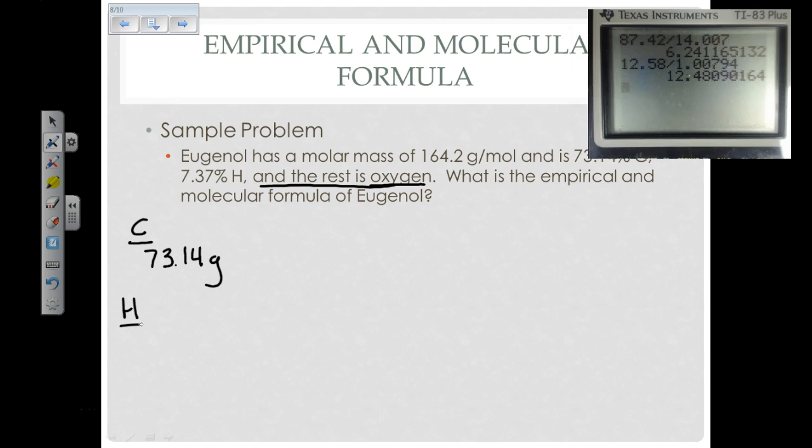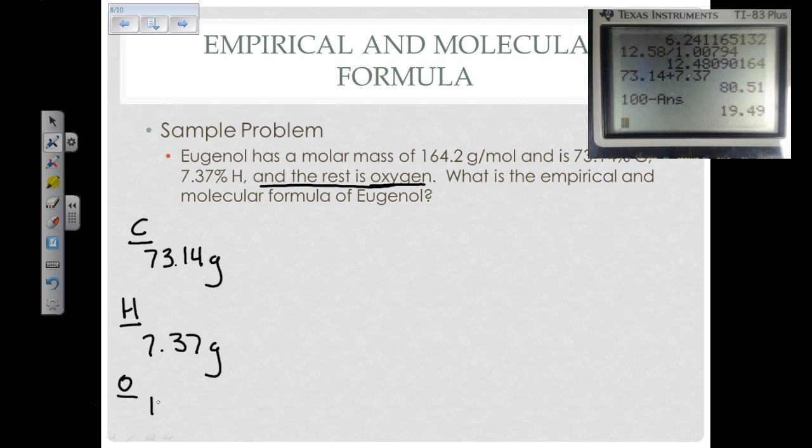And then hydrogen is 7.37 grams. And then oxygen, the rest is oxygen, so we need to figure out how much is oxygen. So 73.14 plus 7.37. Okay, now we do 100 minus answer. So now we know that we have 19.49 grams of oxygen. So now we have to convert this to moles.